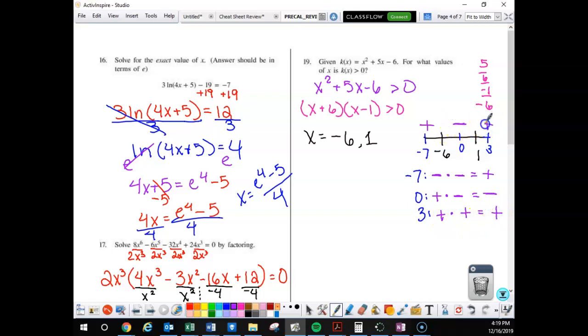So for it to be greater than 0, it's from negative infinity to -6 union 1 to infinity. And so that would be the answer.